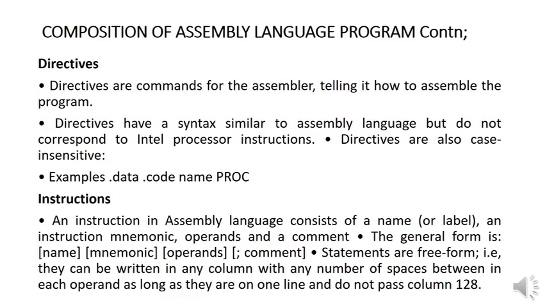So instructions. An instruction in assembly language consists of a name or label, an instruction mnemonic, operands, and a comment. The general form is name, mnemonic, operand, comment. Statements are free form, that is, they can be written in any column with any number of spaces between each operand, as long as they are on one line and do not pass column 128.